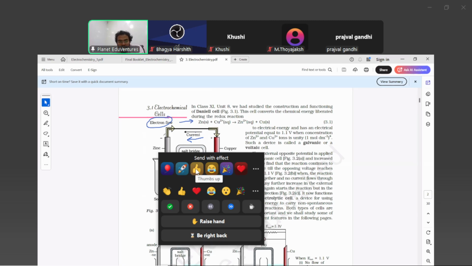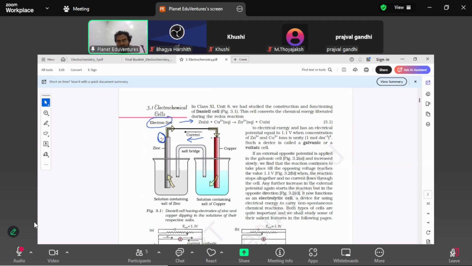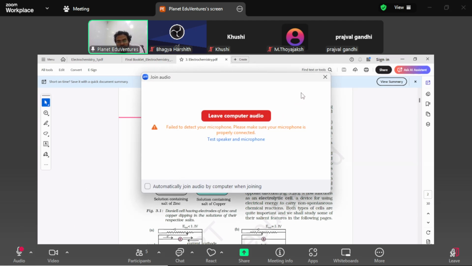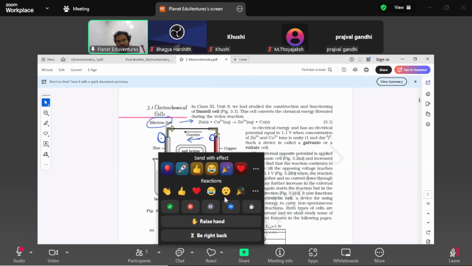So when electrons are flowing from minus to plus, the zinc rod has which sign of the battery? Minus sign. And the copper rod has which sign of the battery? The plus sign. So electrons always flow from minus to plus, and the current always flows from plus to minus. Is this also clear? Are we understanding what is happening here?